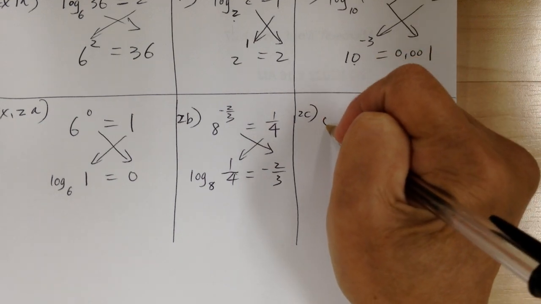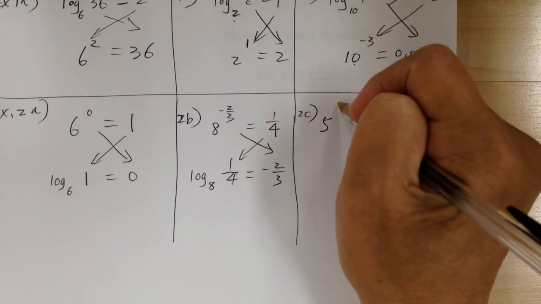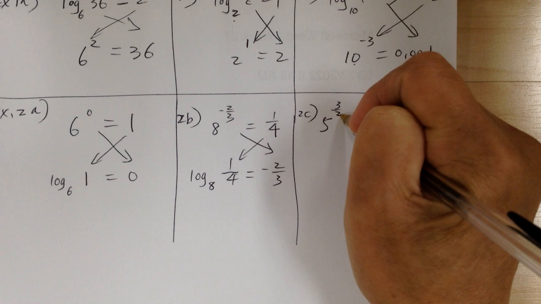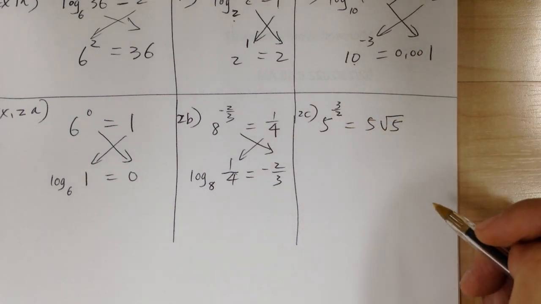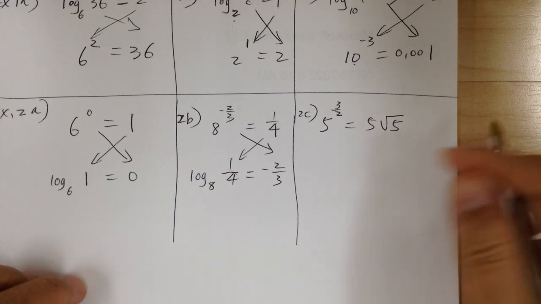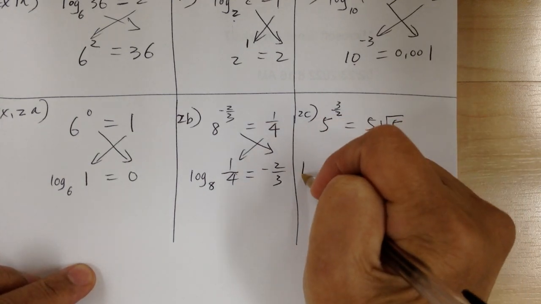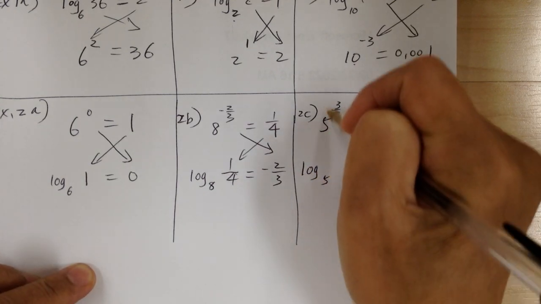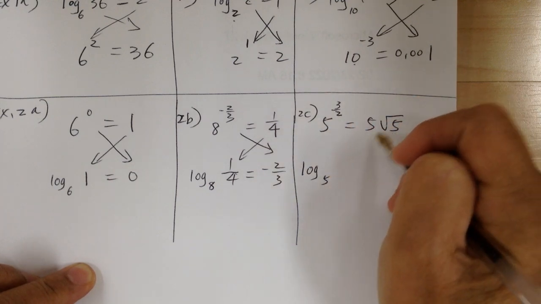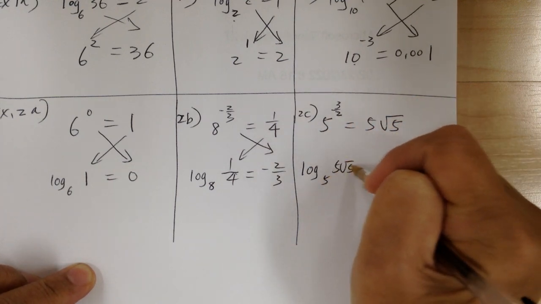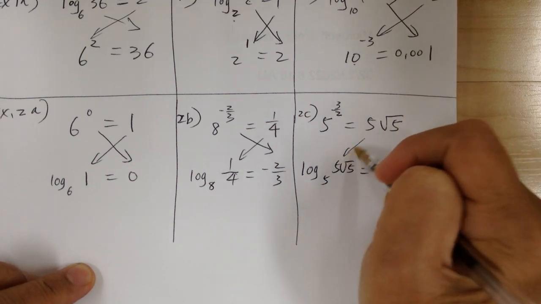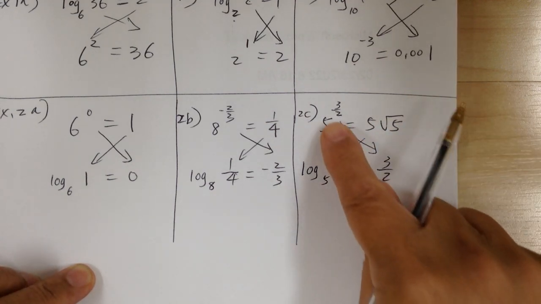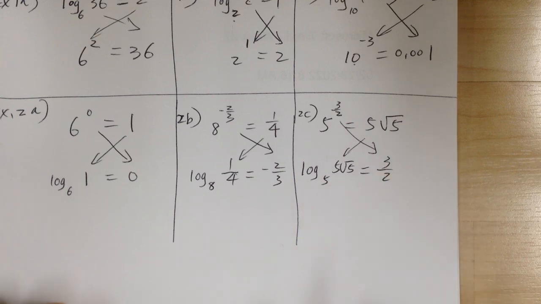Next, you have 5 to the 3 over 2 power equal to 5 times the square root of 5. Again, you want to change it into log form. So log base 5. Keep the base the same, and the other two numbers just switch. The base stays, and the other two numbers switch.